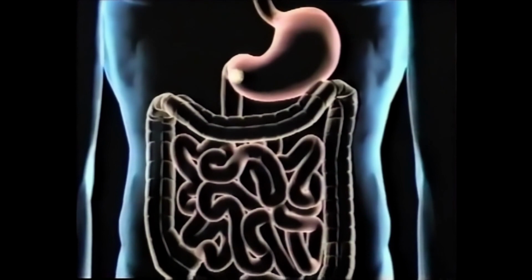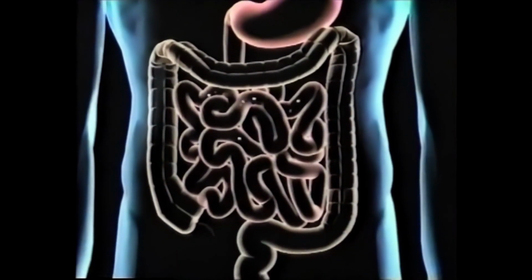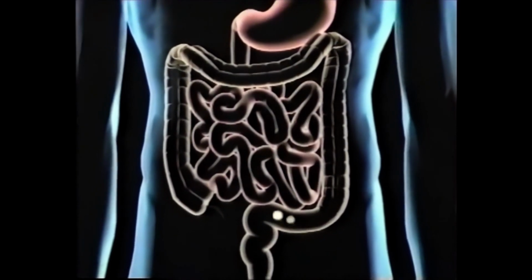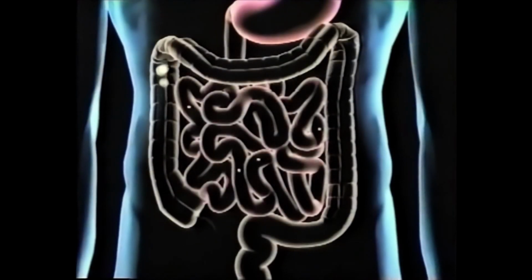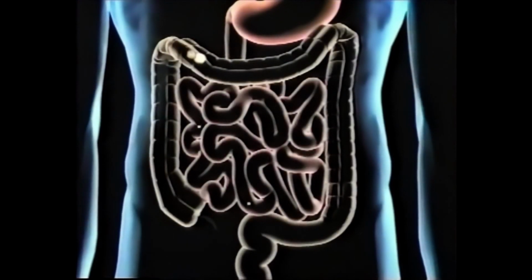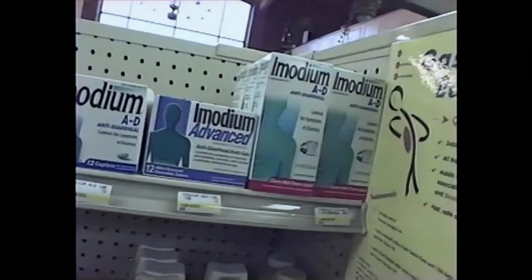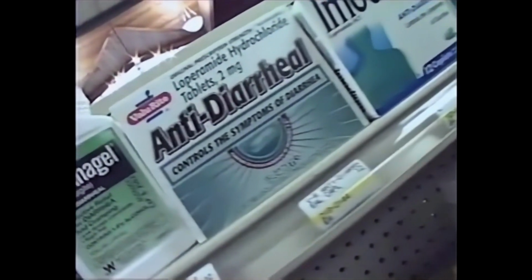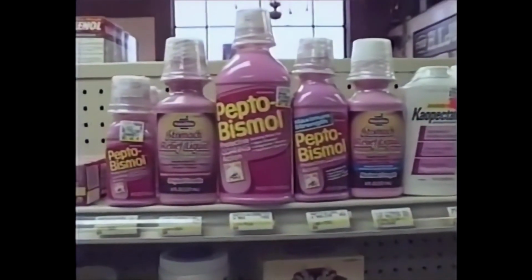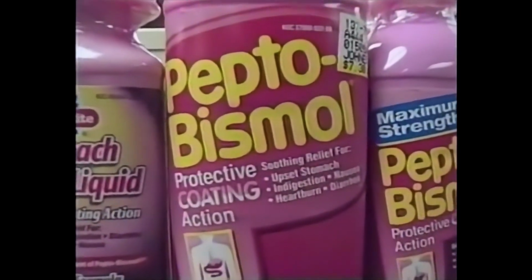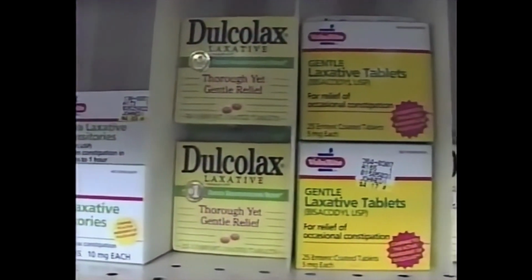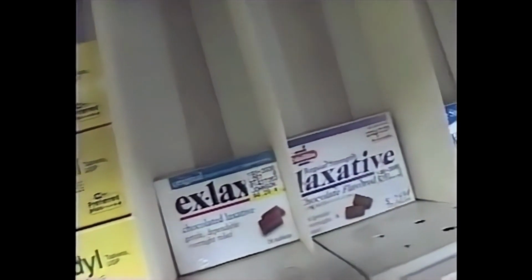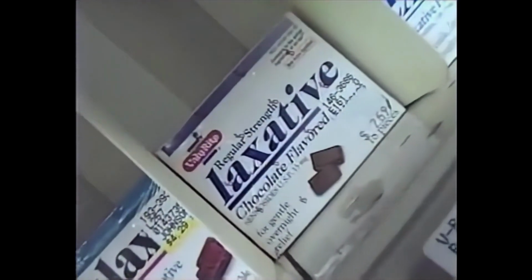When food moves too quickly through your digestive tract and less liquid is absorbed by the large intestine, you get diarrhea. If it moves too slowly, so more water is absorbed, that's constipation. Anti-diarrheal drugs slow the movement of food through the intestines or regulate the action of intestinal muscles. Laxatives treat constipation by softening feces or by stimulating intestinal muscles.